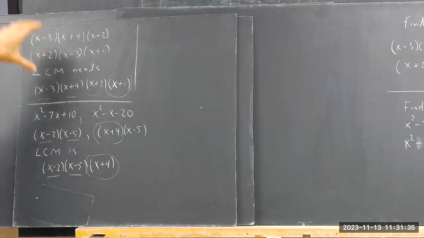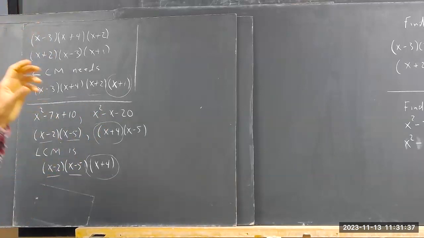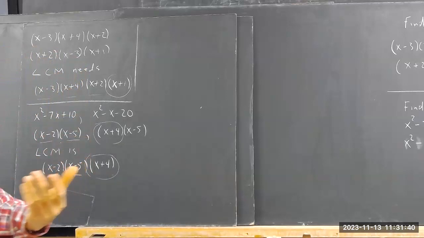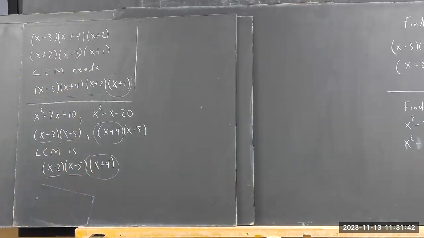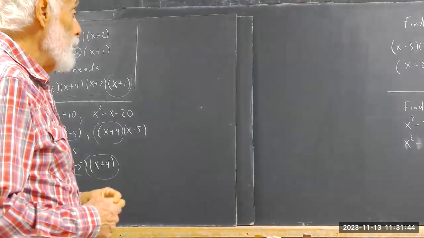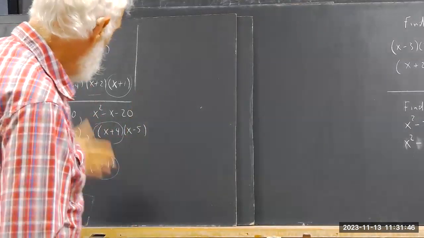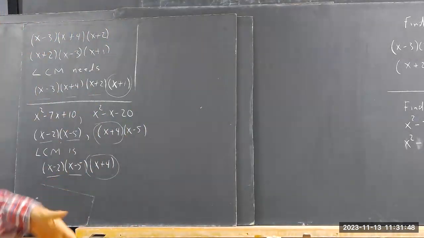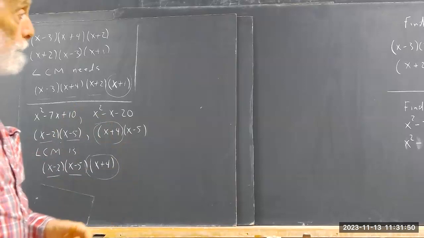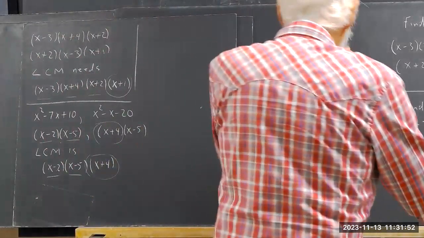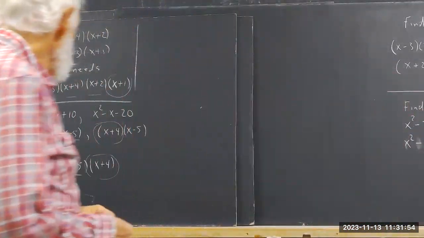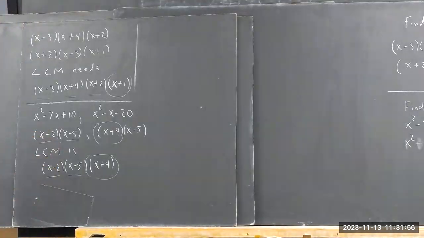Well, that's pretty much it. If you have two expressions in factored form, it's pretty easy to find the least common multiple. There's not that much to it, if you get used to it. Now, factoring can be tricky, especially if you have a cubic. But for right now, let's just confine ourselves to expressions like this.